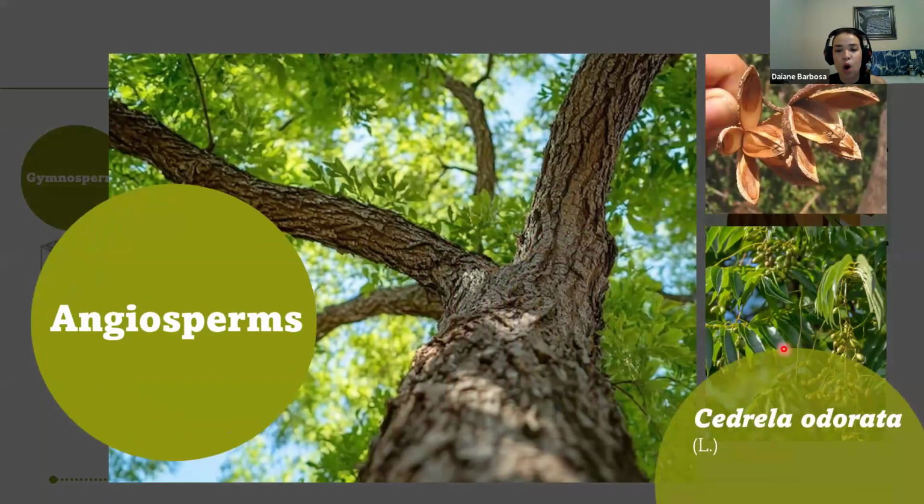Some examples of the angiosperms. I brought this species that is one of the species that I studied in my PhD. It is a famous tree in South America. This tree is found in the entire continent, is very important, and is very impacted by extraction because we humans can use the wood for making things.